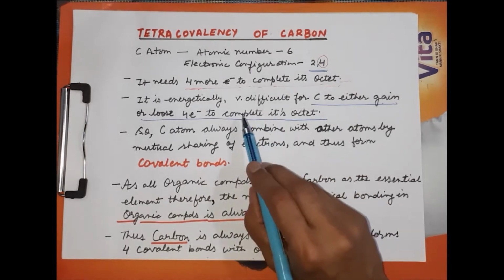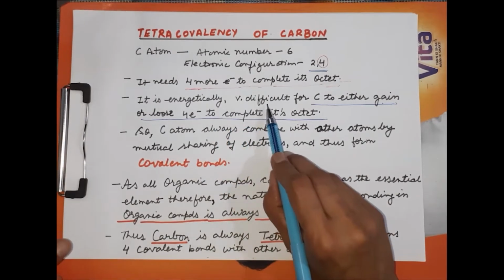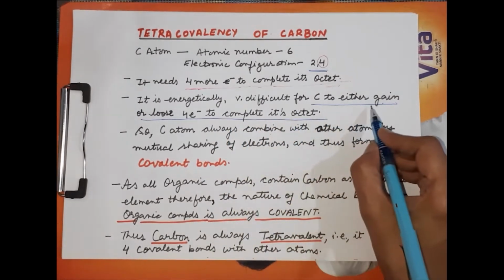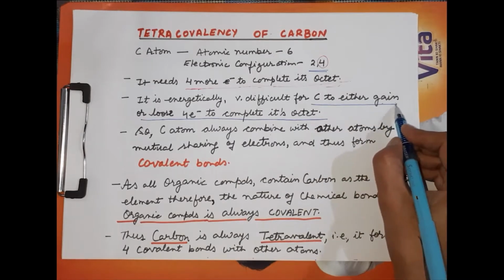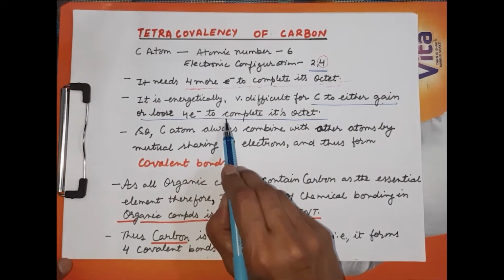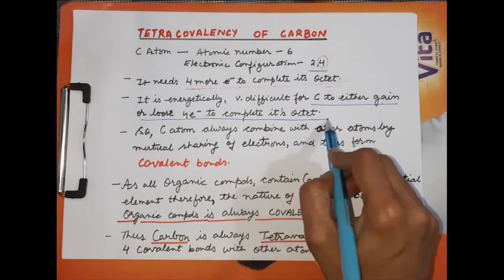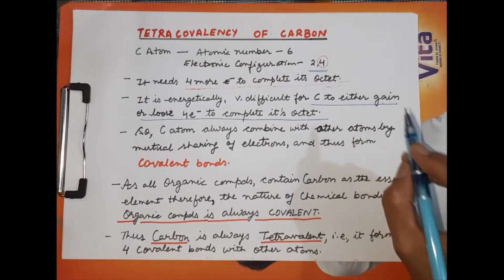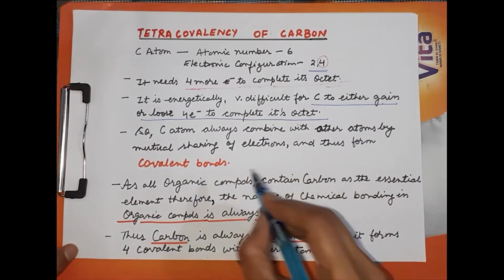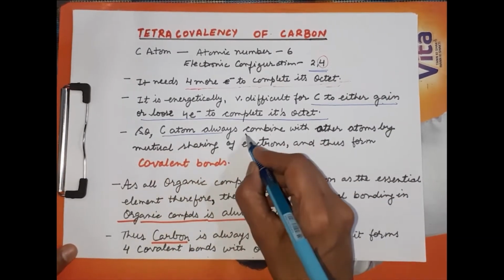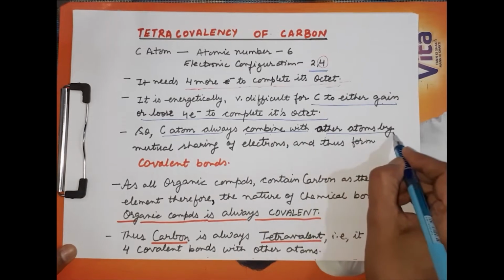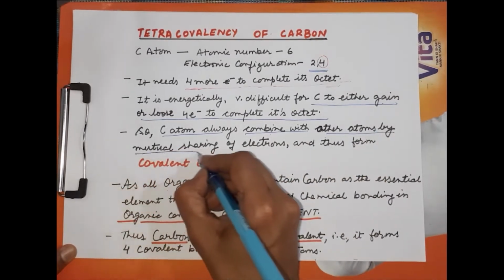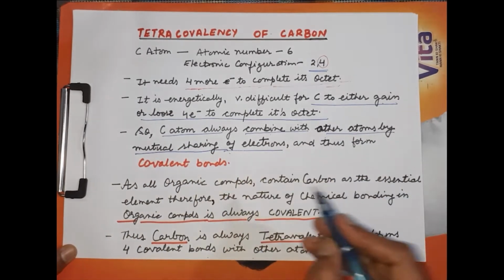But energetically, it is very difficult for carbon to either gain or lose 4 electrons to complete its octet. So neither can it gain 4 more electrons nor can it lose 4 electrons. So how does it stabilize itself? Carbon atom always combines with other atoms by mutual sharing of electrons.